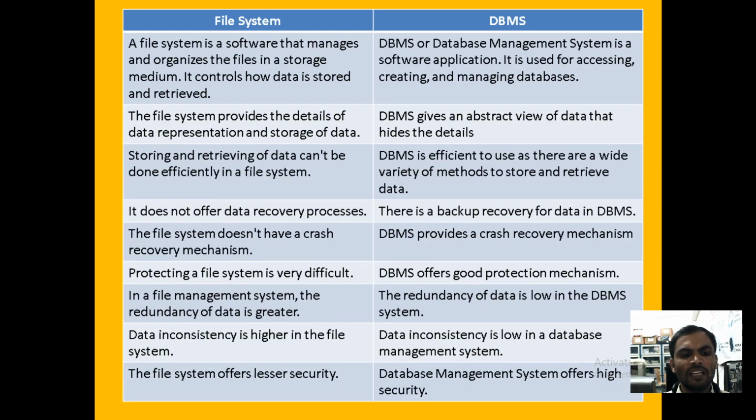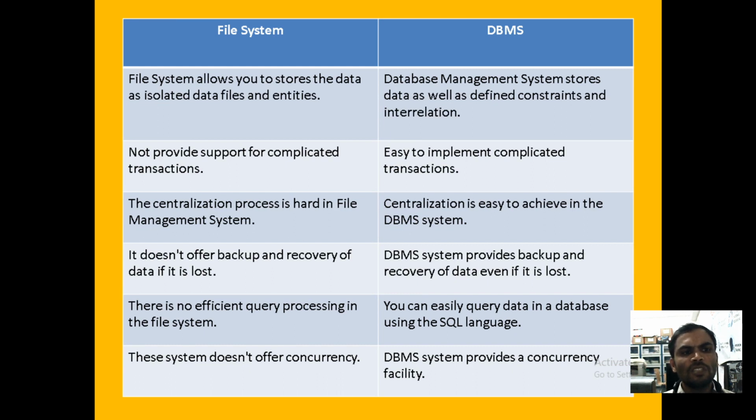Under the file processing system, less security will be there. Under the database management system, more or high security will be there. The file processing system allows storing the data in isolated data files and entities. The database management system stores the data as well as defines the constraints and interrelations. The file processing system does not support complicated transactions. It is easy to implement complicated transactions under the database management system.